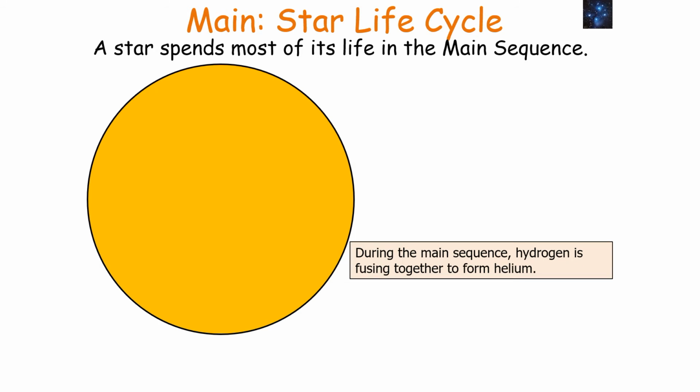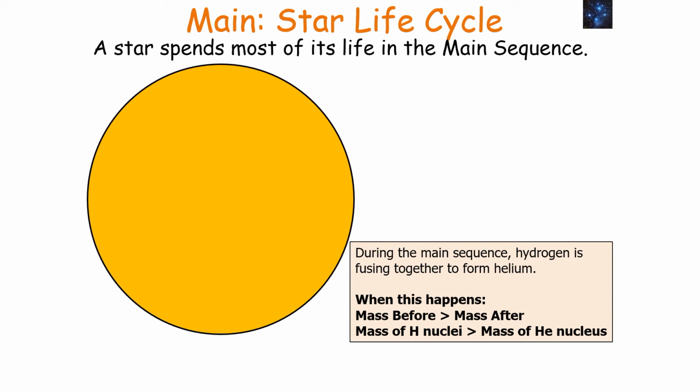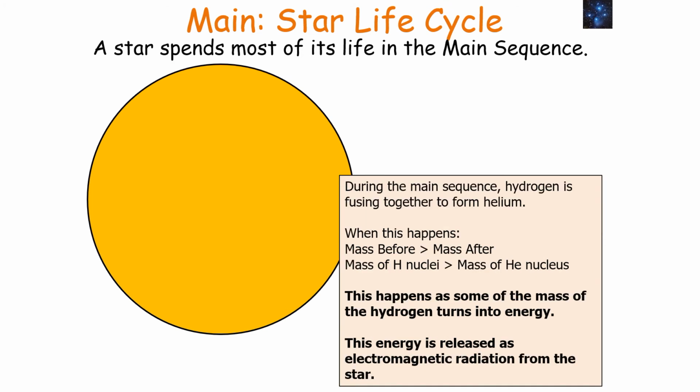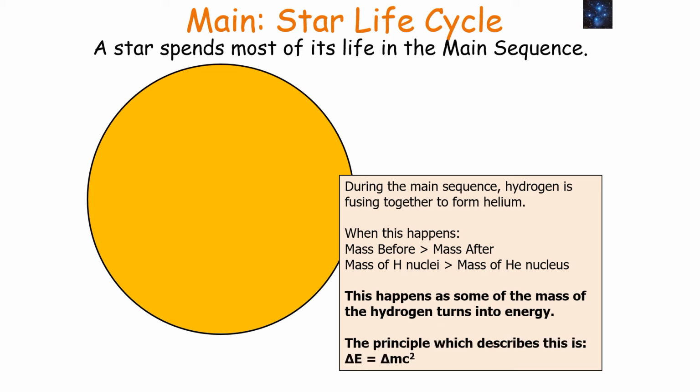Now, during the main sequence, hydrogen is fusing together to form helium. So when this happens, the mass before is greater than the mass after, so some of the mass of hydrogen turns into energy, which then releases energy as radiation with the particular equation E equals delta m c squared.